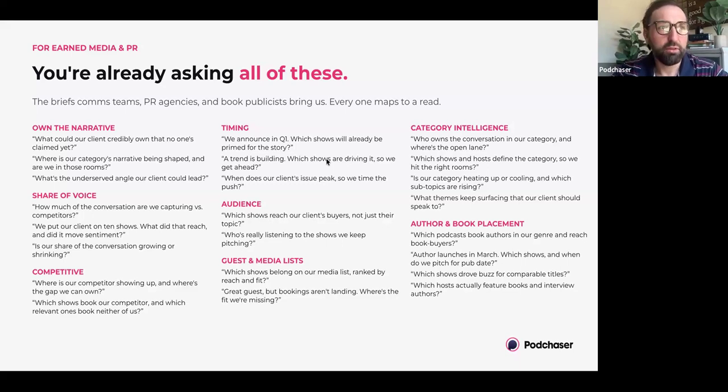Category intelligence I already talked quite a bit about, so I think we'll leave that one there. But author and book placement. I'm listening when you guys participate in these webinar formats. I think almost always somebody from the book publishing world says, "What about my authors? How do I do this for my authors?" So I wanted to make sure we included it directly within this content as well.